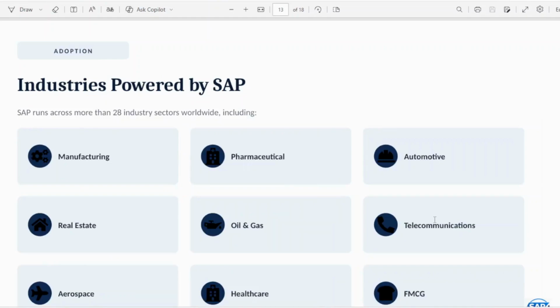Industries which are powered by SAP: SAP is used across more than 28 different industries worldwide. This includes manufacturing, pharmaceutical, automotive, real estate, oil and gas, telecommunication, aerospace, healthcare, FMCG, and many more. So basically, no matter what kind of business you are in, there is a very good chance SAP can support it.